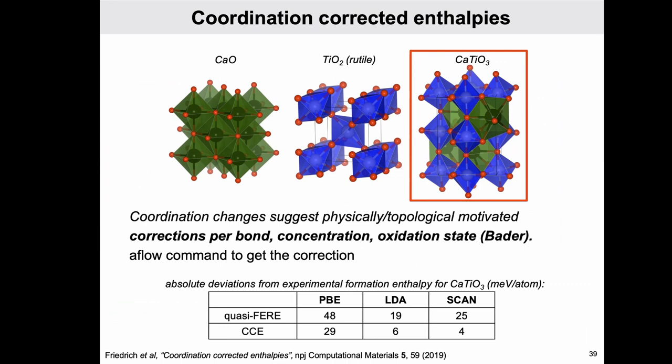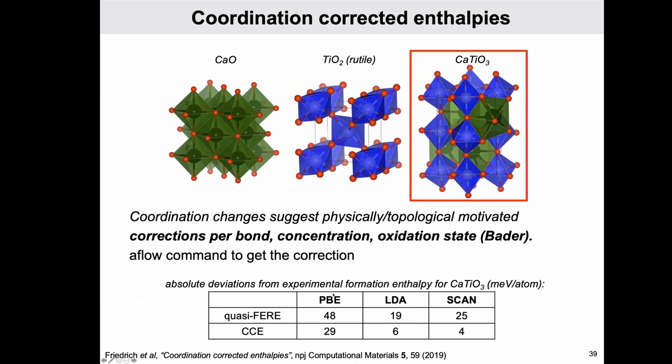That's why it's called coordination corrected enthalpies. Okay, and we were able to show, and you can read this article, that even using LDA, we compare our results with the Kubaschewski book, which is a big reference, and also other experimental references, where there are all these reports of experimental formation enthalpies, right? We are actually able to correct much better than the other methods.